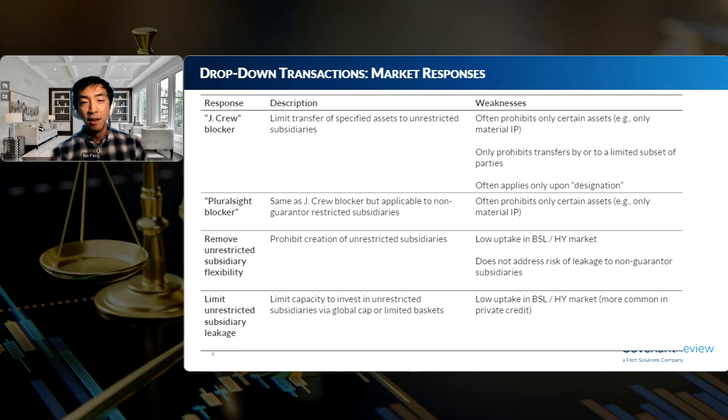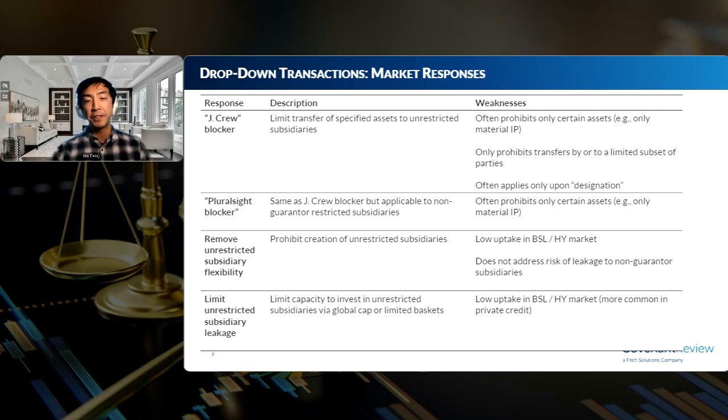So it's almost like a repeat, or a new variation, on that two-step process that J.Crew made famous in the first place. Another way to limit it is to limit the blocker so that it only applies upon designation. So when you create an unrestricted subsidiary, you are designating them as unrestricted. And at that moment in time, the company is required to comply with a number of conditions.